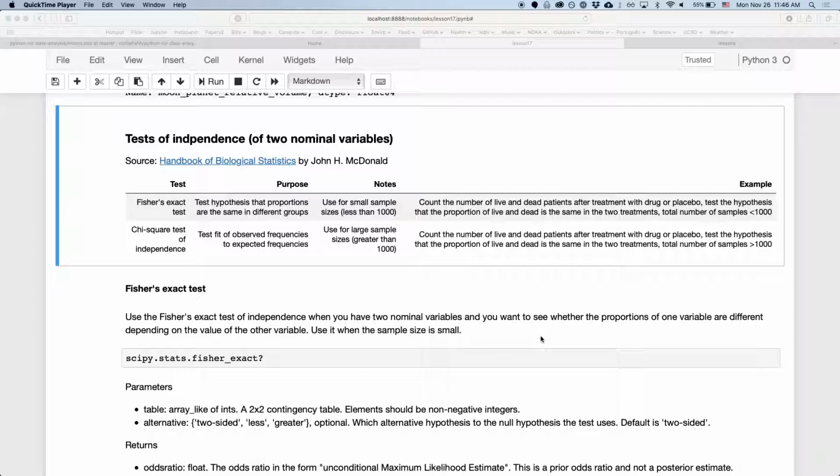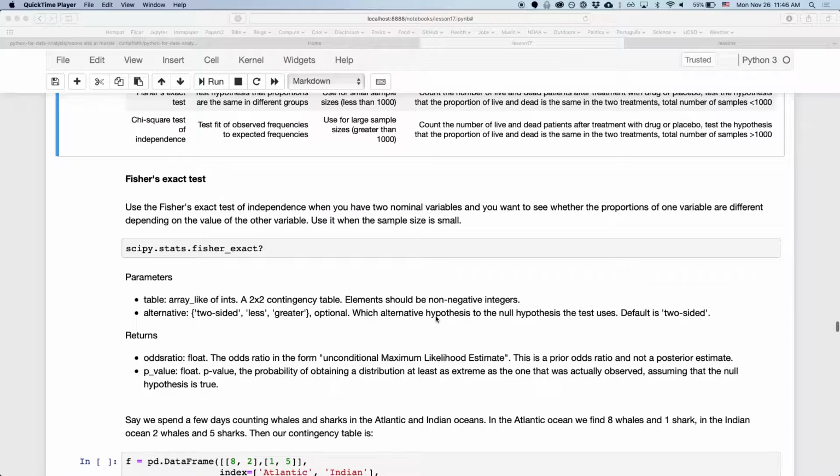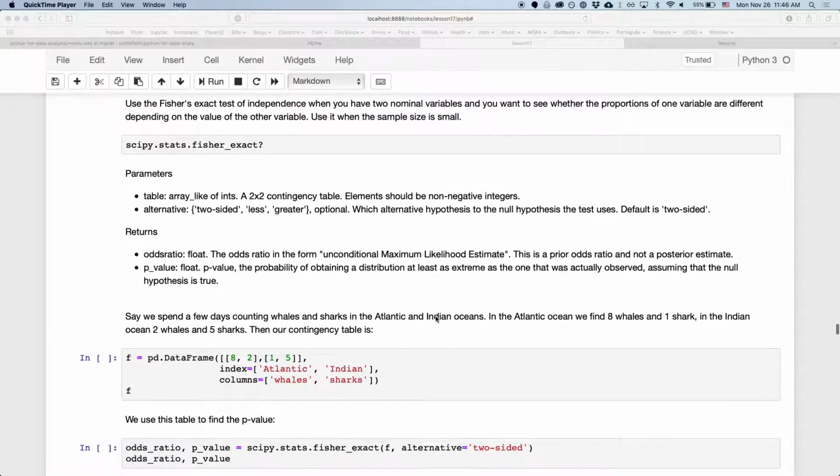So the example that is listed here is that, let's say you have patients and they either were treated with a drug or placebo, and then some patients live and some patients die, and you can compute the probability that these two proportions are the same, not means, but proportions, in the two groups using these tests. So I'll just go through this quickly.